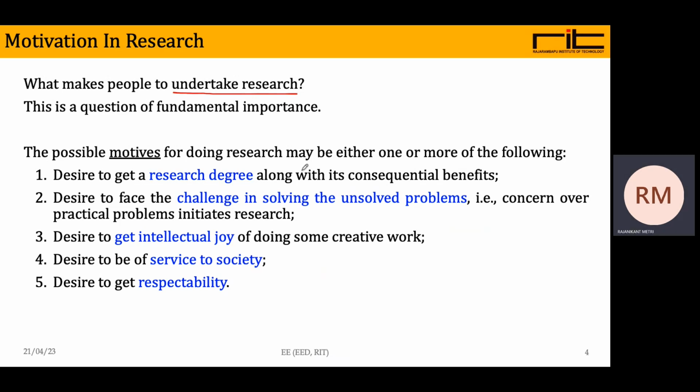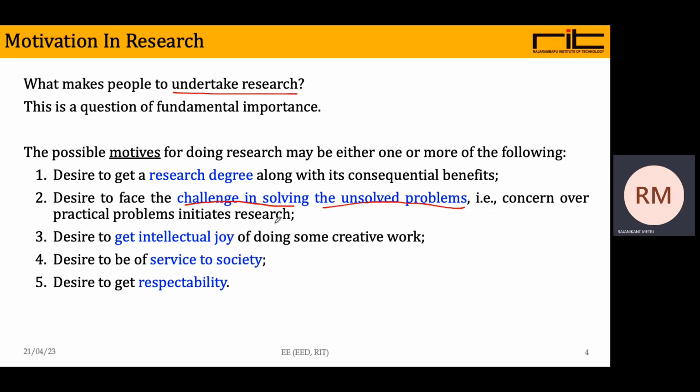And not only that, along with the degree, the researcher gets consequential benefits, maybe in terms of knowledge, recognition, and appreciation. This is one of the motivations. The second motivation is the desire to face the challenge of solving unsolved problems. Some researchers take up research for solving unsolved problems. They take it as a challenge, and concerns or practical problems initiate this research.